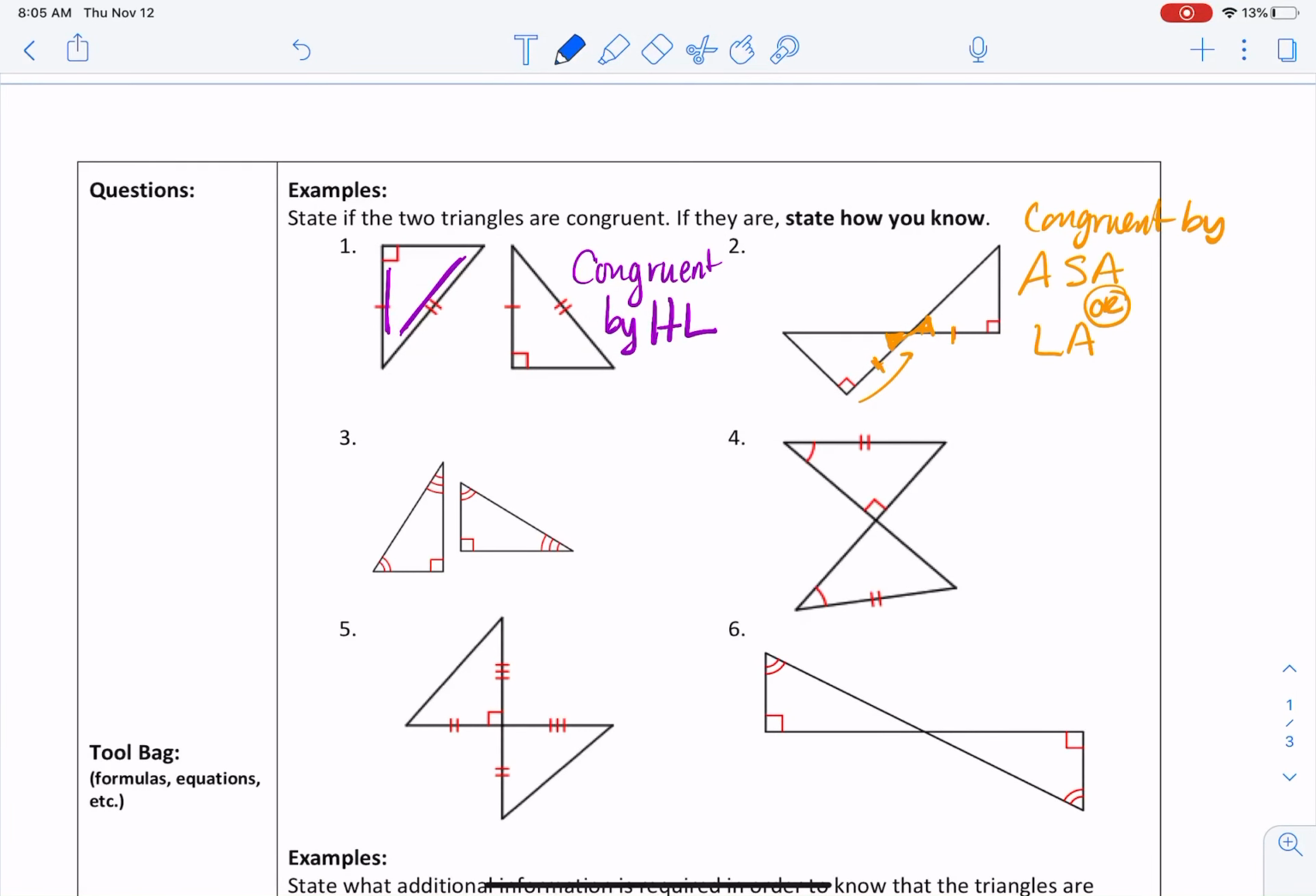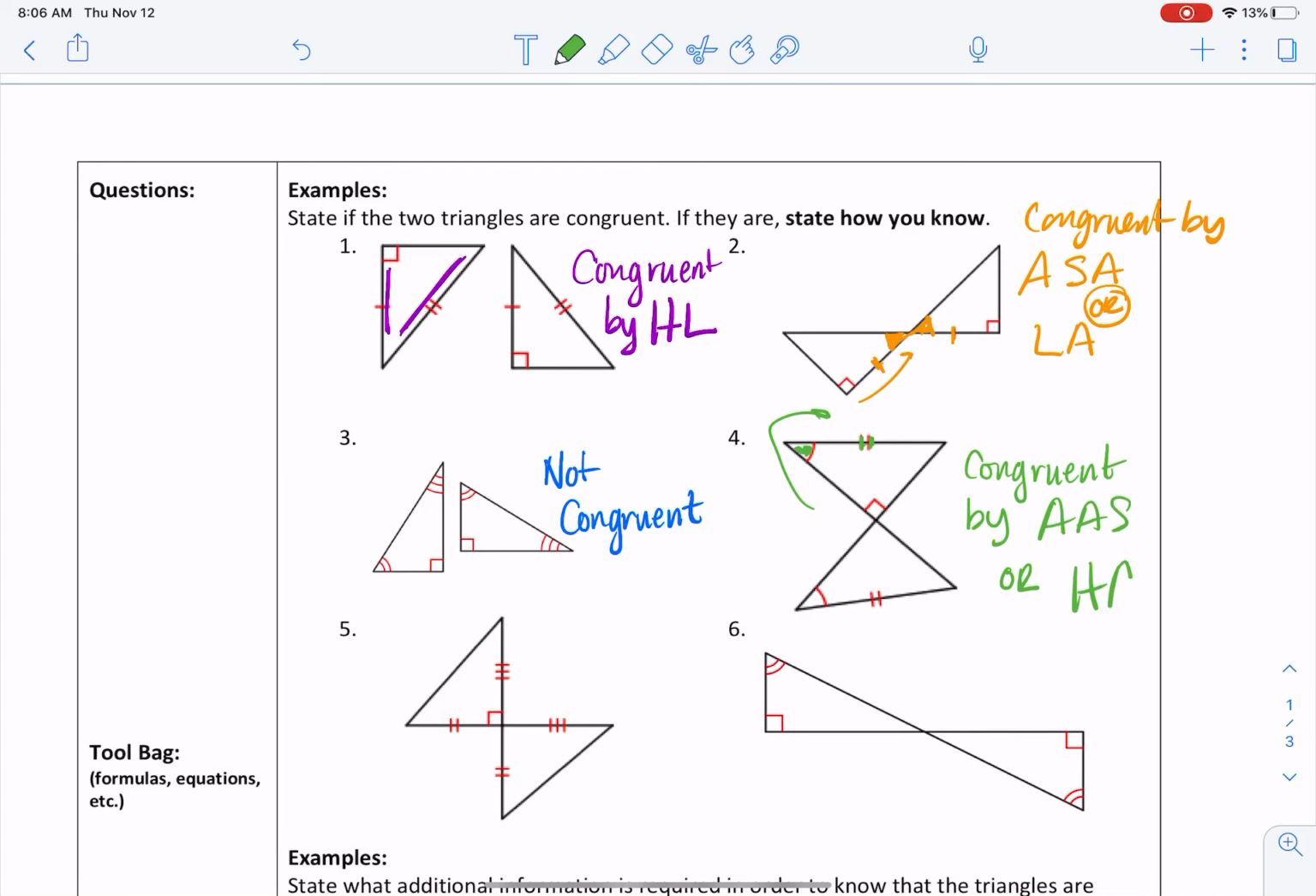For number 3, I have 3 angles, but because I don't have any sides, I have no way of saying that this is congruent. Only angle measurements is insufficient to determine congruency. For number 4, I have an acute angle and I have a side, so I can say that this is congruent by angle, angle, side, or by hypotenuse angle.